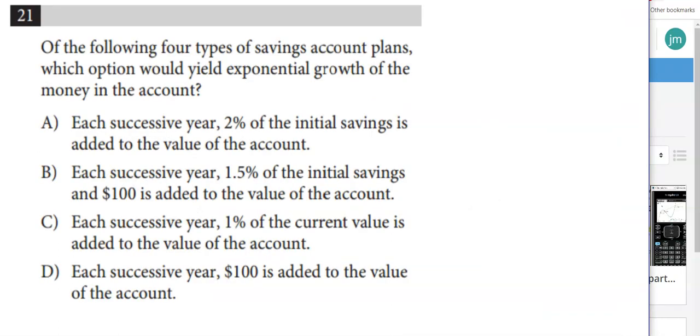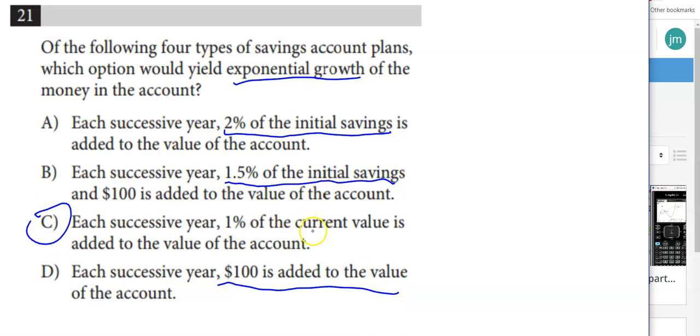Let's close with the PSAT problem. Go to stop and try it. Would yield exponential growth. So 2% of the initial savings is going to be, put $100 in, that'd be $2 every year. That's the same amount. This would be $1.50 every year if you put in $100. This is adding the same amount every year. It's got to be this one because the current value, this is getting compound interest. You're getting 1% of whatever the current value is.